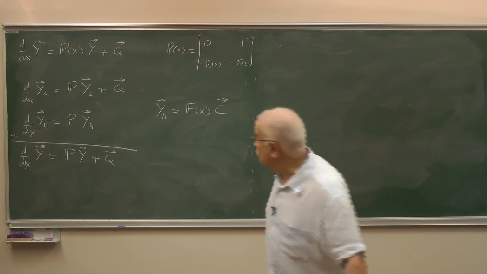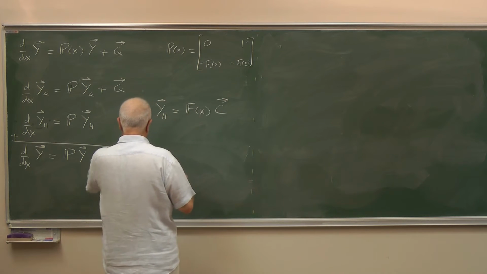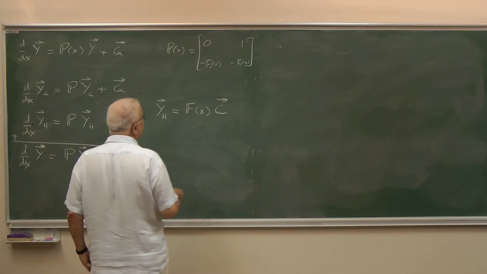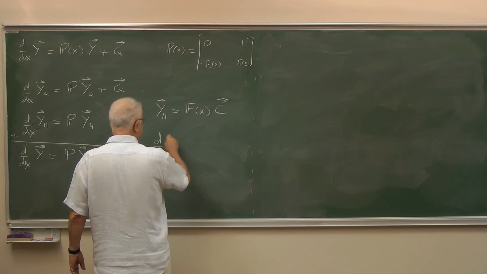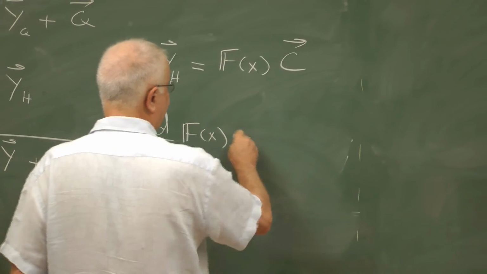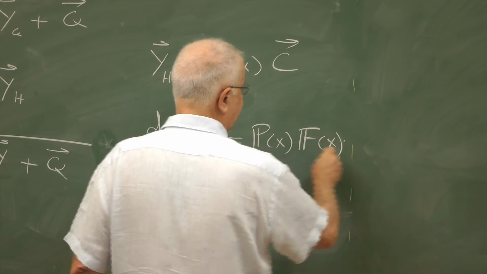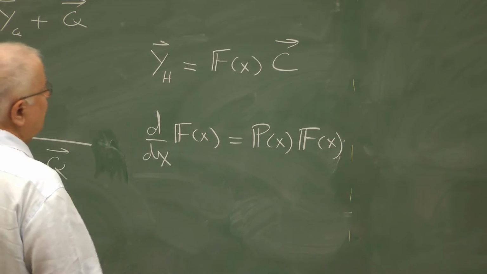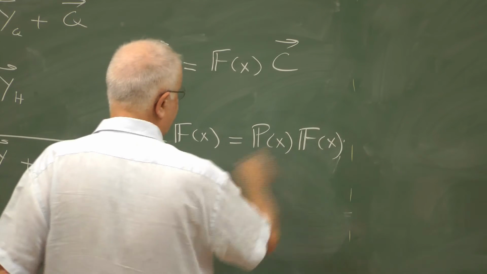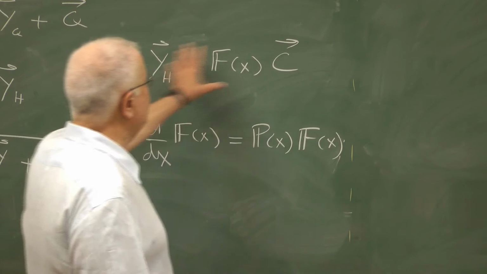Now, we actually had defined the fundamental matrix as a synthesis of the two solutions put side by side. So d/dx of the fundamental matrix equals P of x times the fundamental matrix. So F satisfies the homogeneous differential equation. Therefore, a C here and here doesn't disturb the universe. So the homogeneous solution is this.